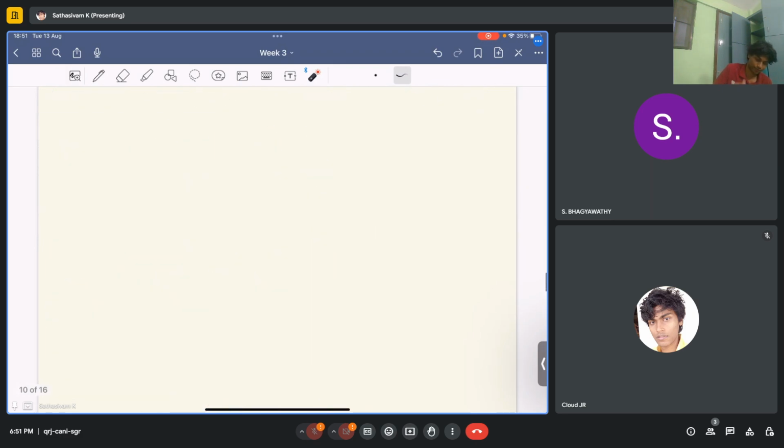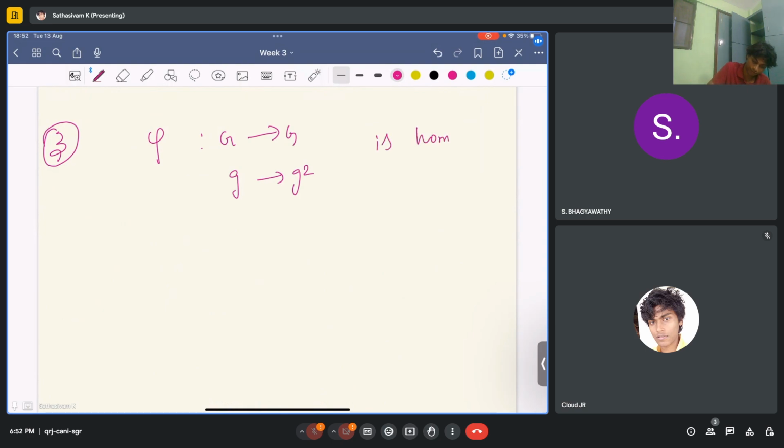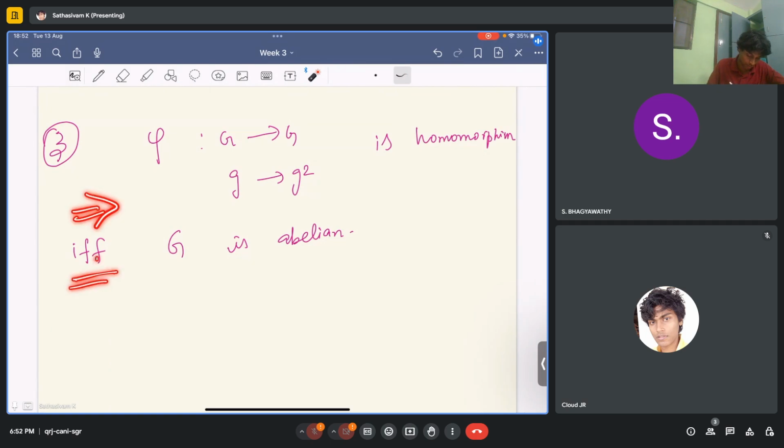Okay, so let's prove this also. The problem is what? Phi from G to G takes g to g square. So this is a homomorphism if and only if G is abelian. So let's prove it the same way. First let's prove this direction, and then we'll prove the other direction.